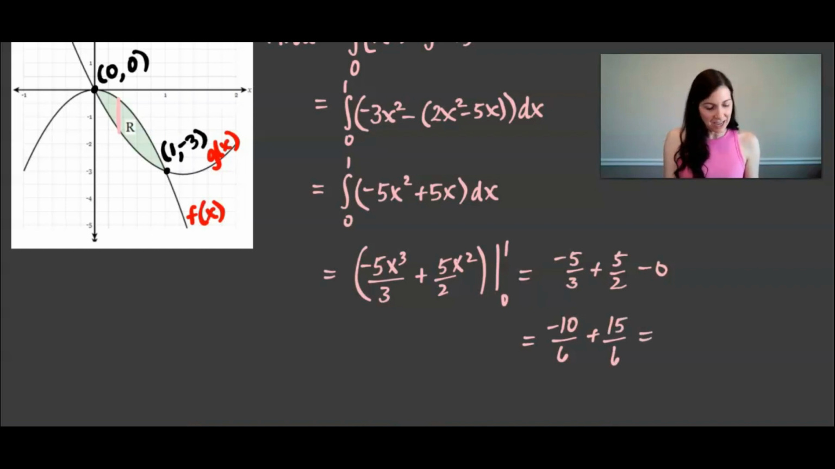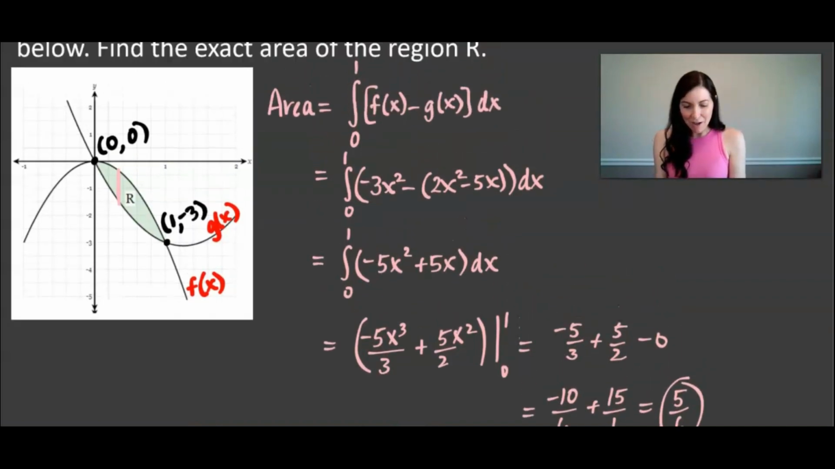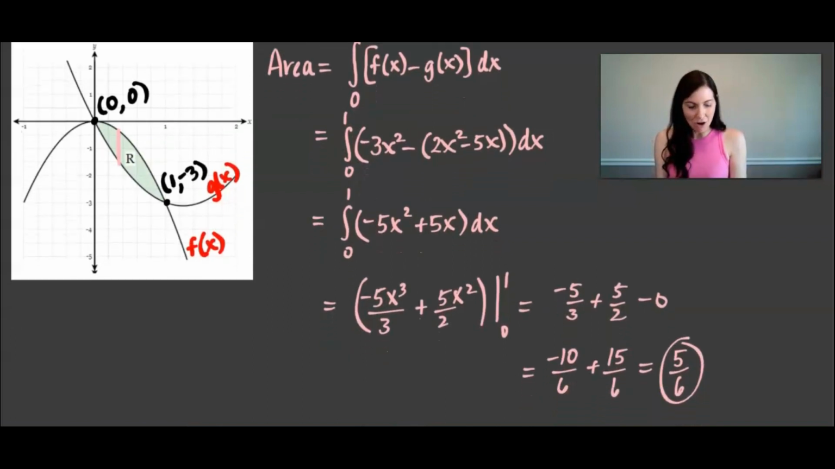And when I add those together, I get a final answer of 5/6, which is the area of this shaded region R.